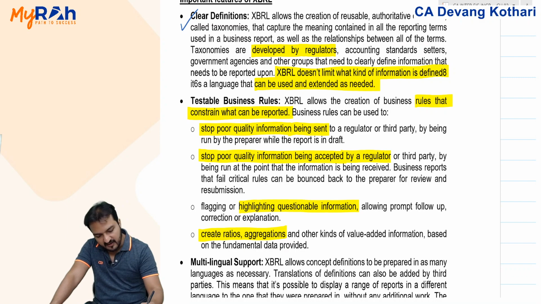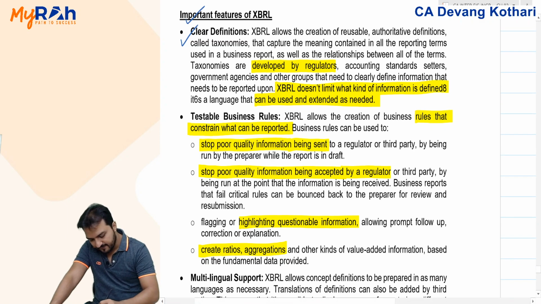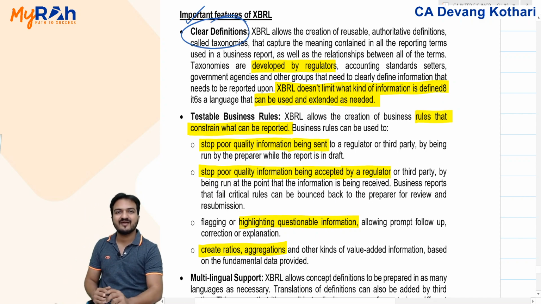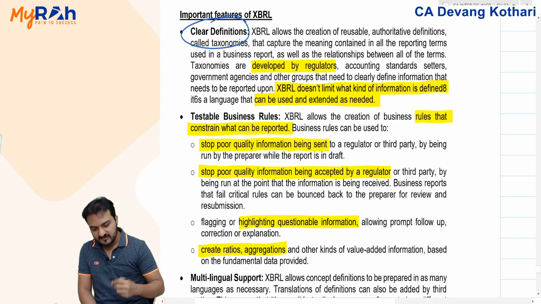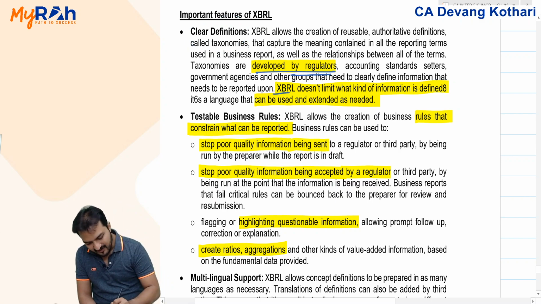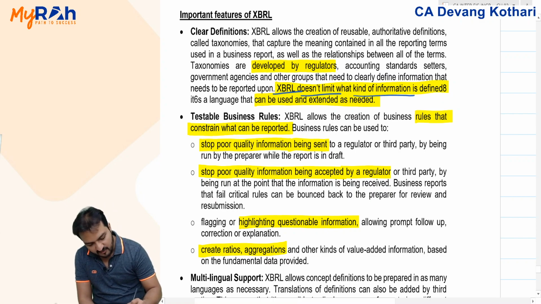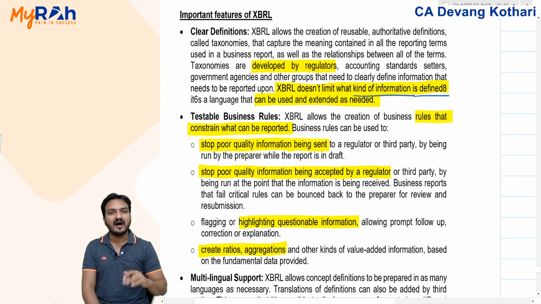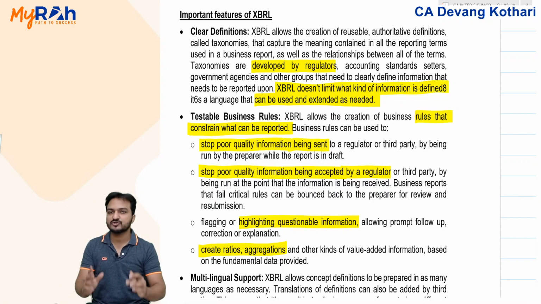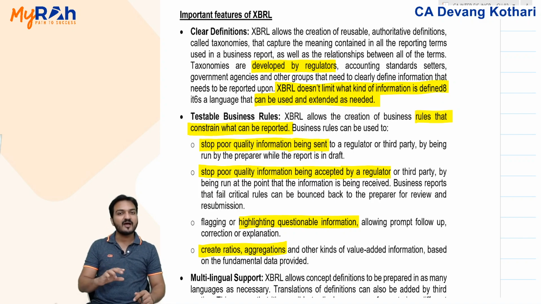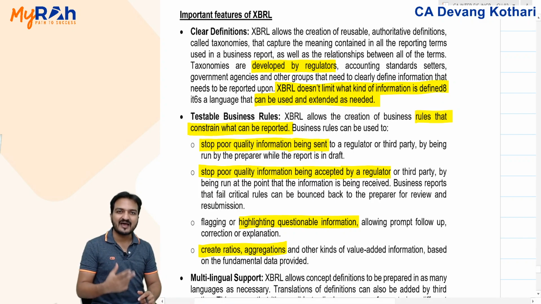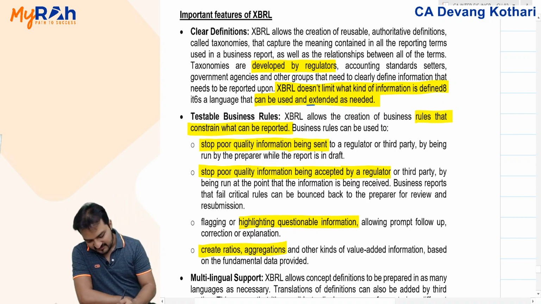Important features of XBRL. Features of XBRL we already discussed. It gives you clear definition. The data is now clearly defined because the definitions are developed by the regulator, ROC and all. Plus, XBRL does not put a limit on what kind of information is defined. Meaning, ROC is free to extend the tagging system as much as they want. They are open to generate as many tags as they want. Hence, it is extendable.